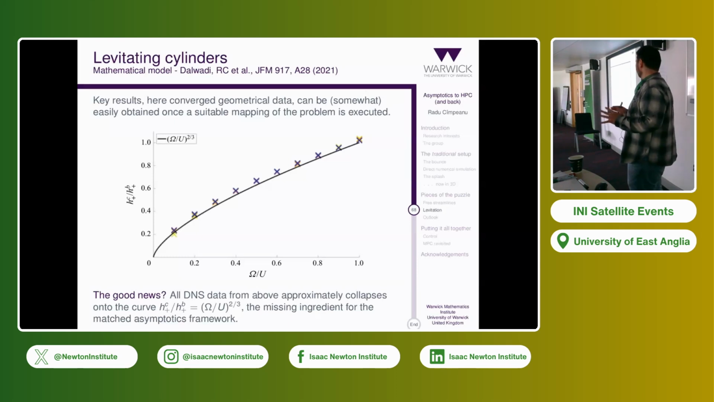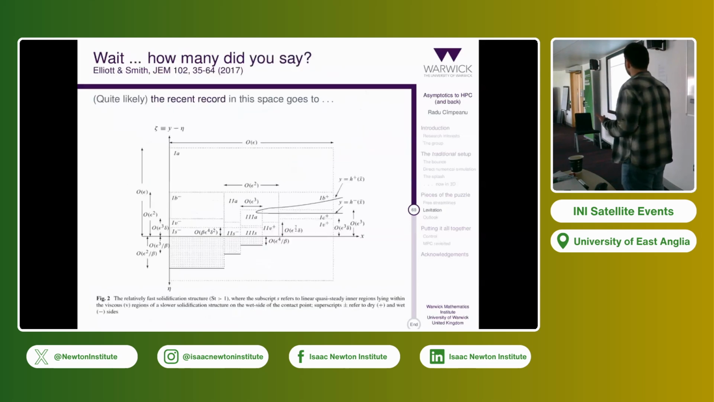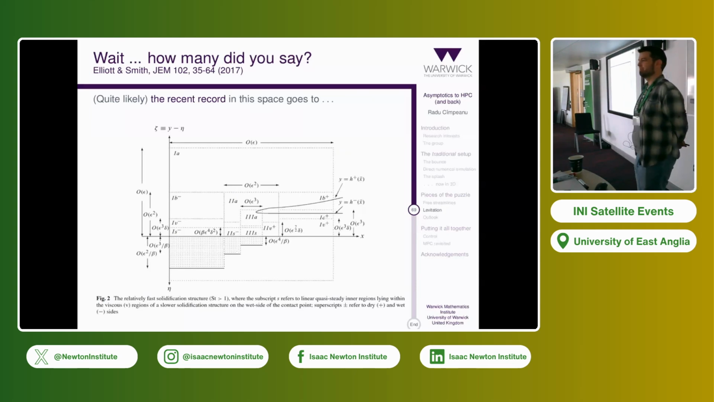And in some cases, not only is it impossible, it's just not needed. In this case, we got all we needed from a clever interplay between them. This is my record for this type of problem. There was a really nice paper from Frank Smith and a colleague from 2017 in terms of how many matched asymptotic regions you can get.